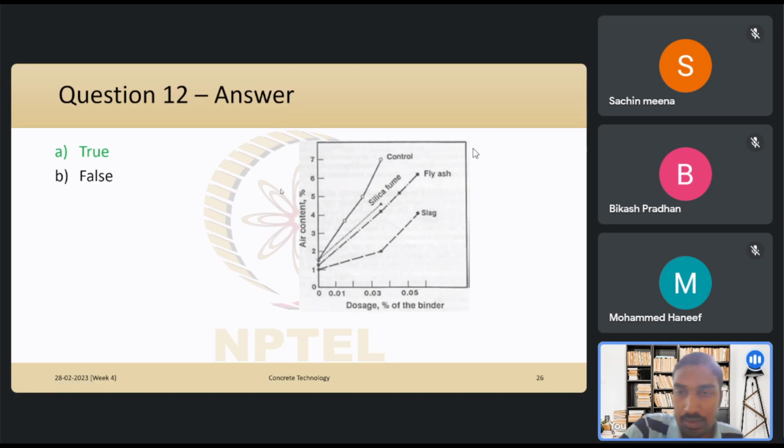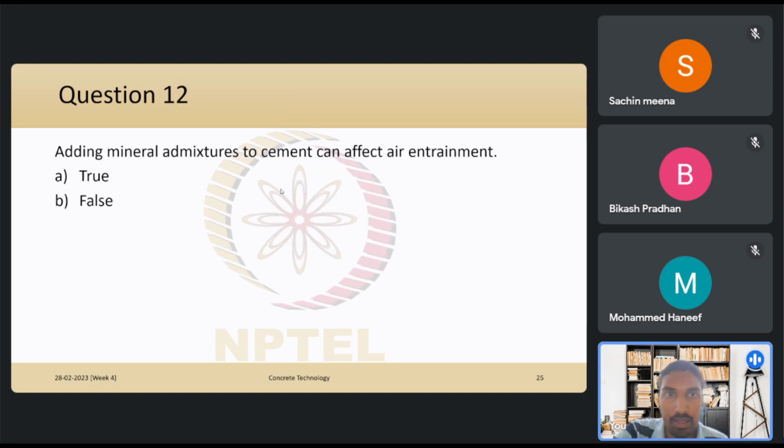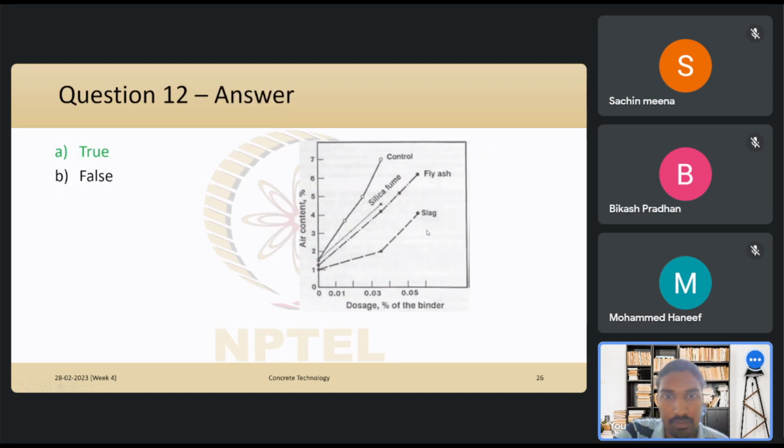But why is it reducing the air content? Because we saw that the admixtures will affect the porosity of the cement, right? So the void content will be affected by the addition of the admixtures. When you have a reduction in the porosity, your air content or the air entrainment will also be affected, right? And therefore we see a decrease in the air content. So the statement was true, and the effect is that it will decrease.